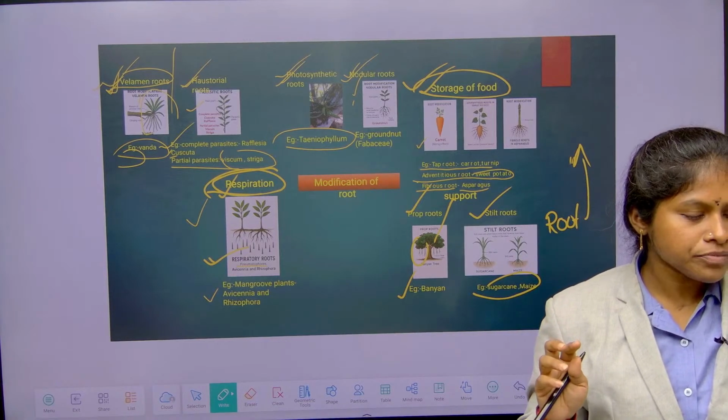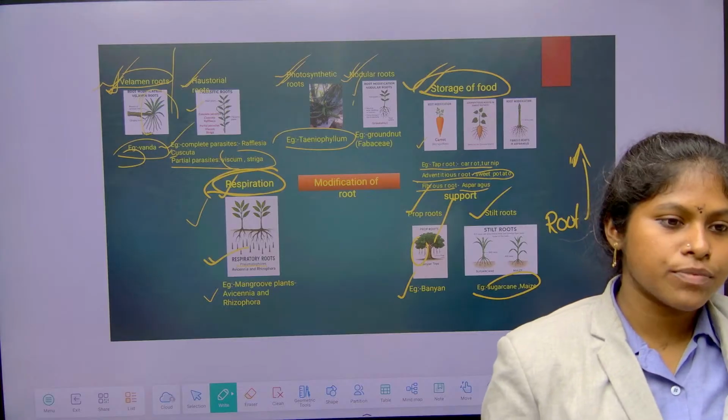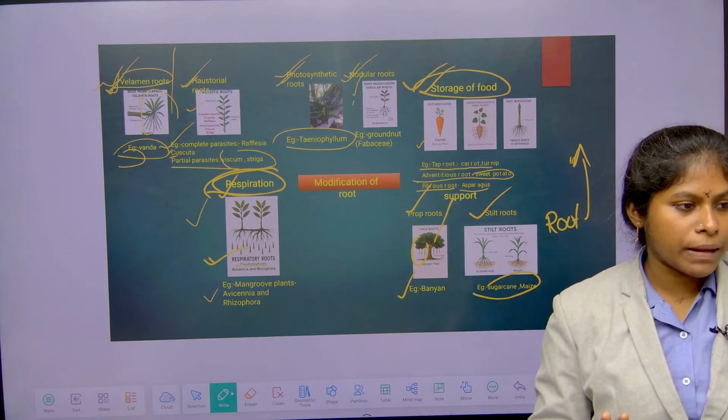Got it? Okay. So this is about the root. In the next class we are going to be discussing the stem as well. Okay.